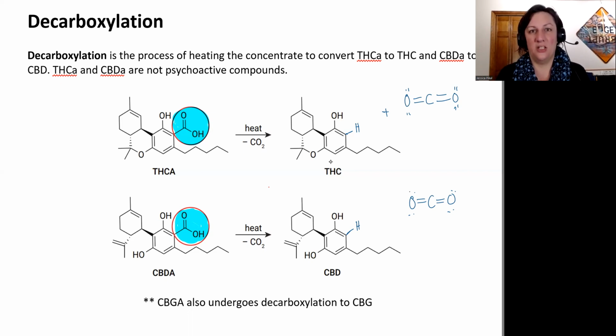THCVA will convert to THCV. And so our cannabinoids that are in this carboxylic acid form will all convert to their more psychoactive form. When we think about the actual plant, most of these cannabinoids are stored in the plant as the carboxylic acid. And so this process is really necessary to activate all of the benefits of the cannabis plant.